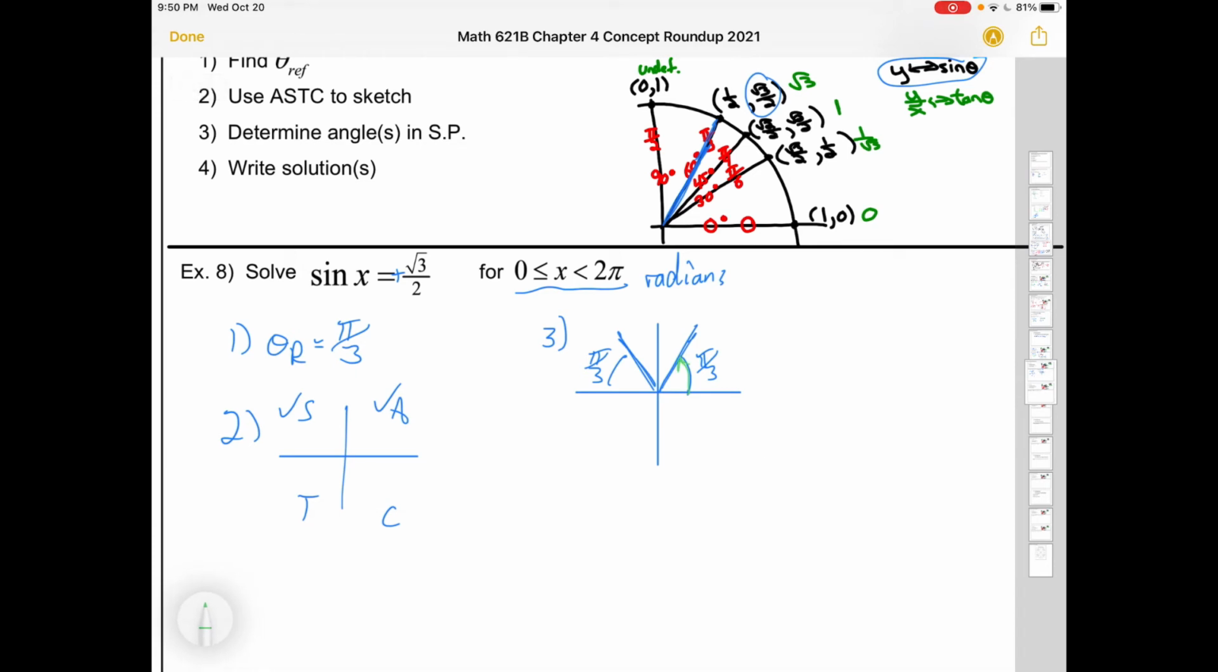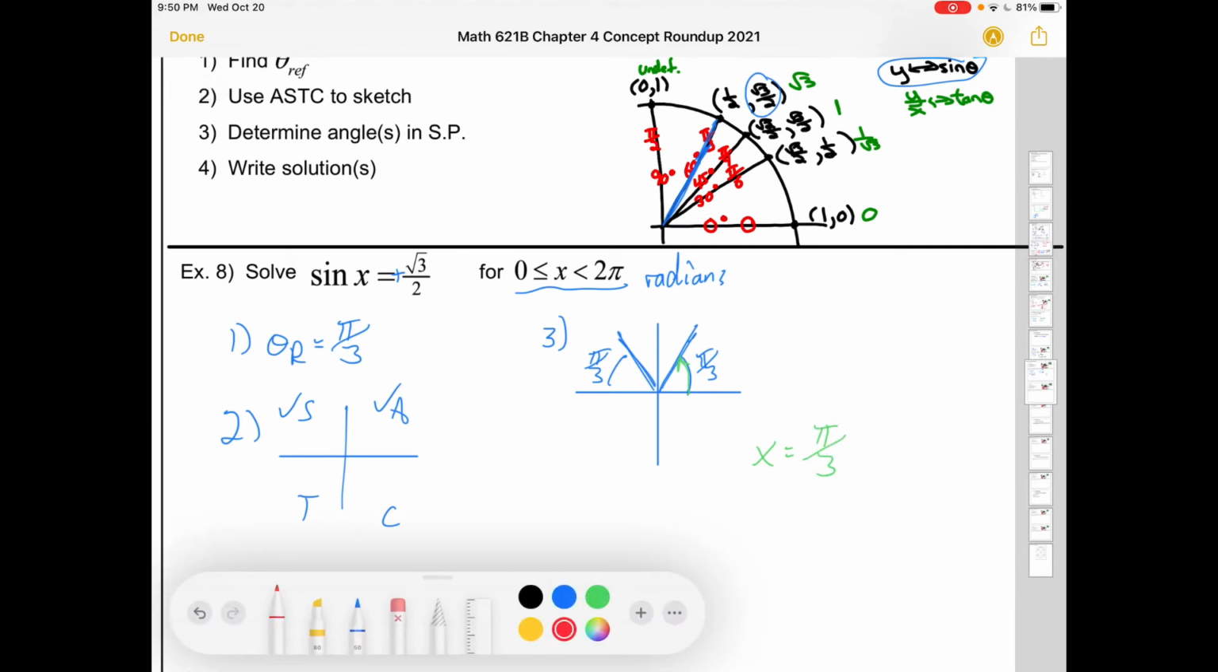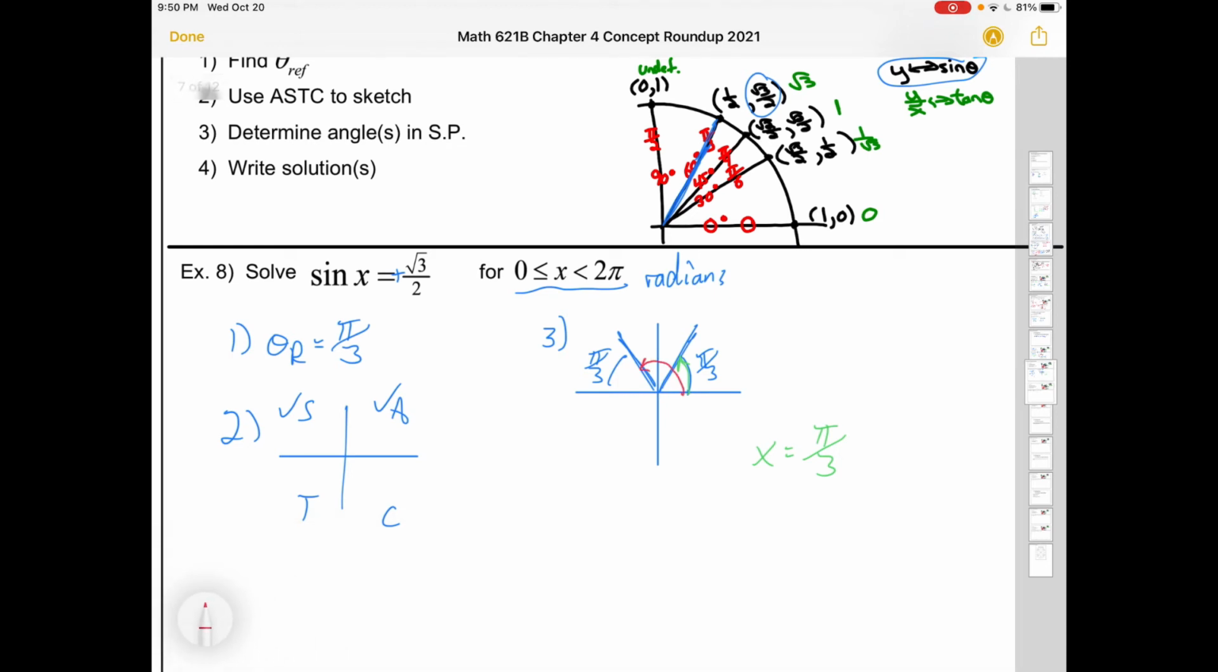I might have used theta in the last one, but x, theta, whatever variable you have, doesn't matter. One of them is pi over 3. And then there's this one over here. How are we going to figure that out? Well, if it were in degrees, it would be 60 degrees less than 180 degrees. Here, in radians, 180 is pi, and it's pi over 3 less than pi. We just have to subtract those, and to subtract fractions, you need a common denominator. So that would be 3 pi over 3 minus 1 pi over 3, giving us 2 pi over 3.